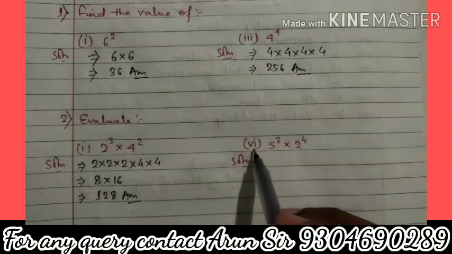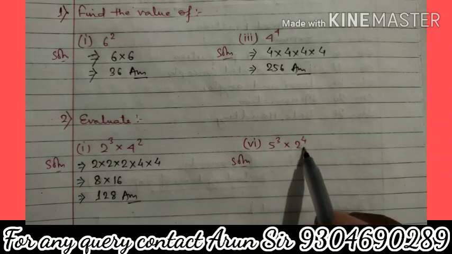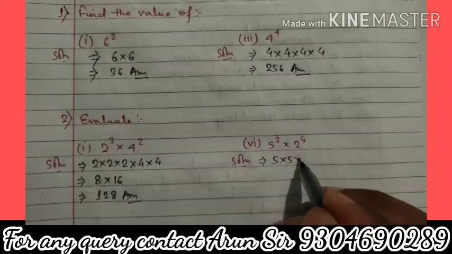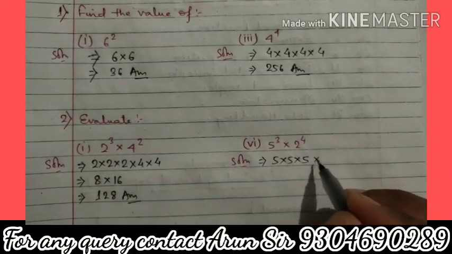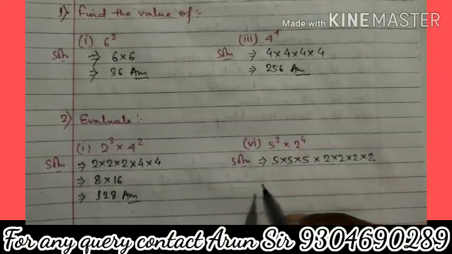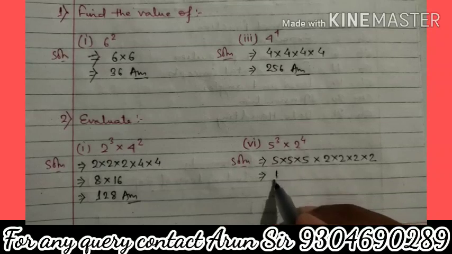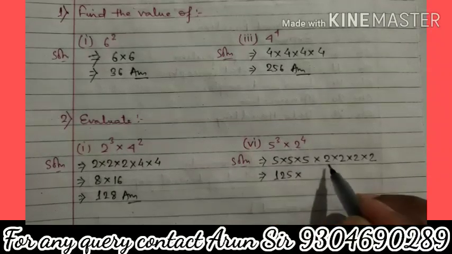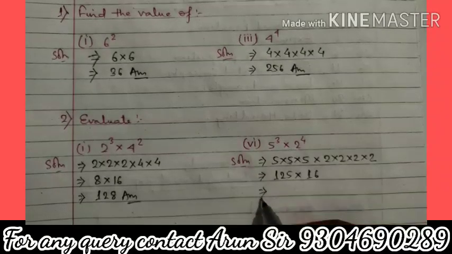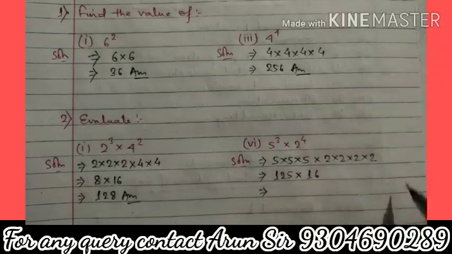Similarly, we will solve question number 6 also. Here the question is 5 to the power 3 into 2 to the power 4. How will we write? 5 will be multiplied 3 times and 2 will be multiplied 4 times. Now in the next step, 5 5s are 25, 25 5s are 125, into 2 2s are 4, 4 2s are 8, 8 2s are 16. Now we have to multiply 125 into 16. We will do it in rough work.